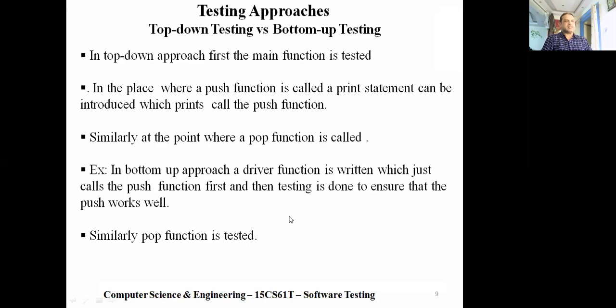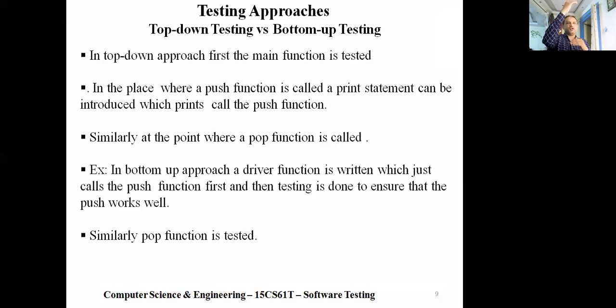Some other things we'll discuss. In the top-down approach, first the main function is tested. We invoke the main function and test it. In the place where a push function is called, a print statement can be introduced which prints the call of the push function. Similarly, at the point where a pop function is called, one more print statement can be used. So in top-down, first the main function at the top is tested, then the sub functions, in hierarchy from top to bottom. Whereas in bottom-up, the sub functions are tested first, then the main function.